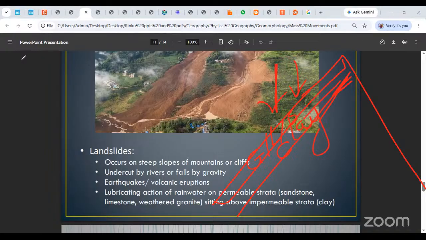Do you realize the catastrophic nature of that landslide? You're saying an entire mountain side is going to come down along with the clay layer, and whatever limestone, granite or sandstone was sitting atop it, everything is going to come downwards. And that movement can usually be very, very, very devastating. All right, okay, clear?